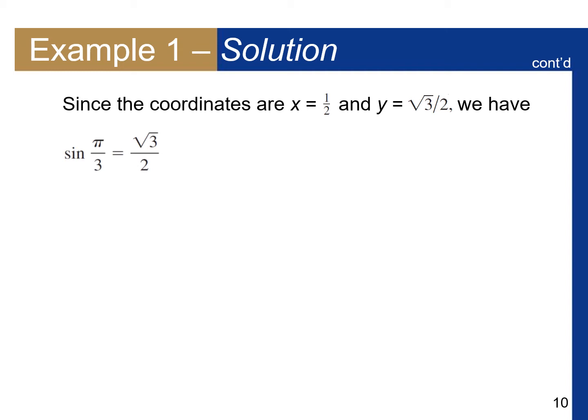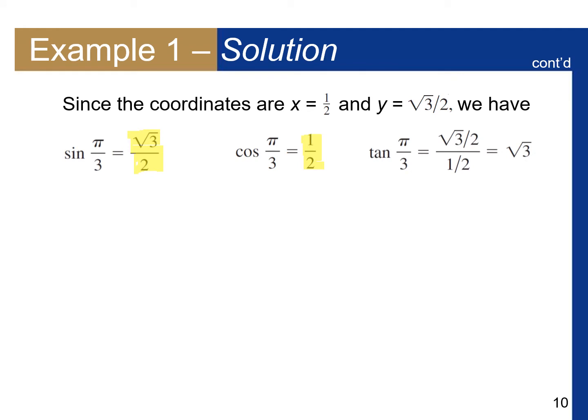Since the coordinates x equal 1/2 and y equals square root of 3 over 2, the sine value is the y value, so that will be the square root of 3 over 2. The cosine value, which is the x value, is going to be 1/2. So again, cosine x, sine y. And sometimes I tell people to try to remember it by alphabetical order. In alphabetical order, cosine comes before sine, so the cosine is x, the sine is y.